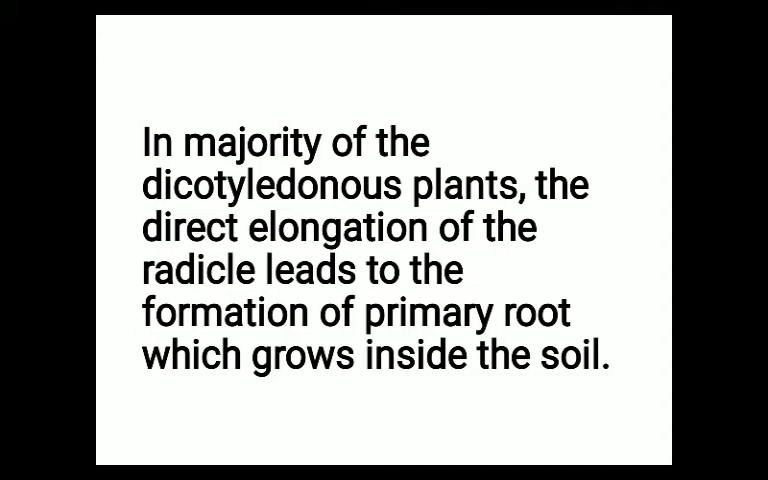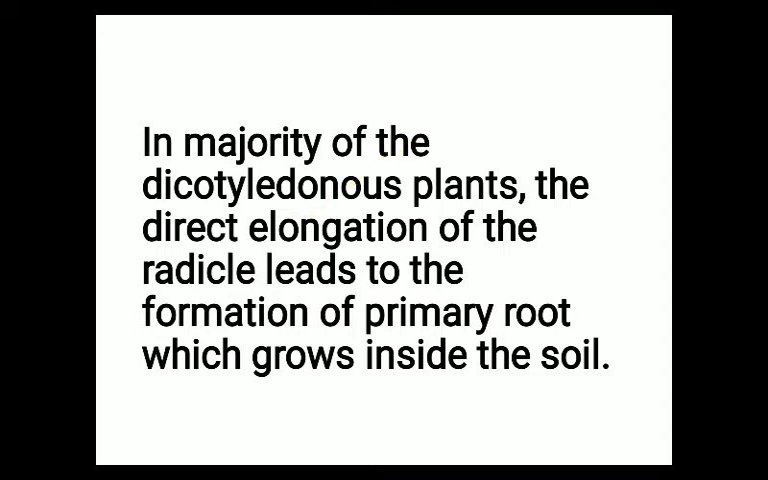So in majority of the dicotyledonous plants, the direct elongation of the radicle leads to the formation of primary root which grows inside the soil. So what is the meaning of dicotyledonous plant? Try to recall the angiospermic plants. They are of two types, monocotyledonous plant and dicotyledonous plant. So on the basis of cotyledon they are classified. Cotyledon means the embryonic leaf. So if any plant has two cotyledons or two embryonic leaves, then it is known as a dicotyledonous plant.